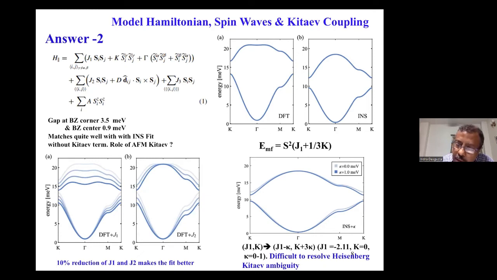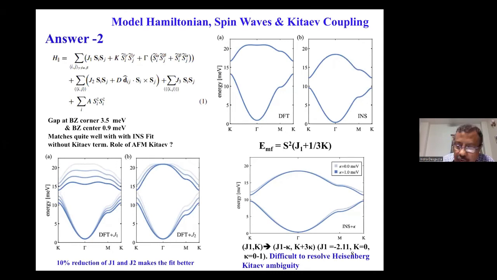Now, if we bring in the Kitaev term, an antiferromagnetic Kitaev term, and at the same time reduce J1, we find there is hardly any change even when we crank up the Kitaev parameter to a value of about 1 millielectron volt, where the realistic DFT estimate happens to be about 0.2 millielectron volt. So this essentially tells us that it is difficult to resolve the Heisenberg and Kitaev ambiguity.